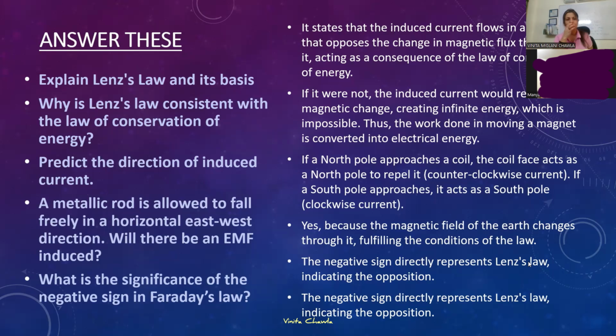A metallic rod is allowed to fall freely in a horizontal east-west direction like this. Will there be an EMF induced? Yes, because the magnetic field of the earth changes through it, fulfilling the conditions of the law. What is the significance of the negative sign in Faraday's law? The negative sign basically represents Lenz's law, indicating the opposition.